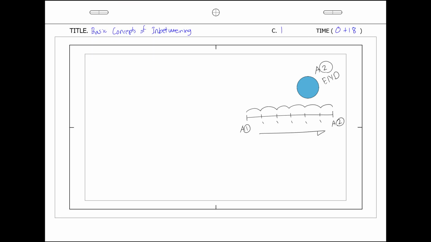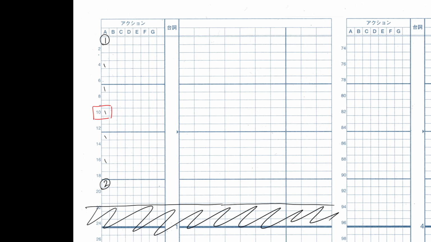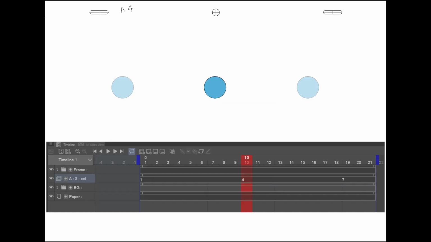When we do in-betweening, we always have to start with the middlemost drawing. If we look at the spacing chart, this would be our middlemost drawing. And then this drawing would be this one in the timesheet. So this drawing has to be at frame number 10. Let's draw a new drawing at frame number 10 and name it A4.